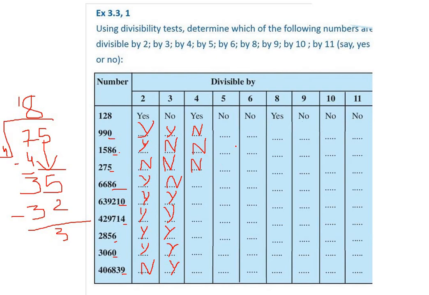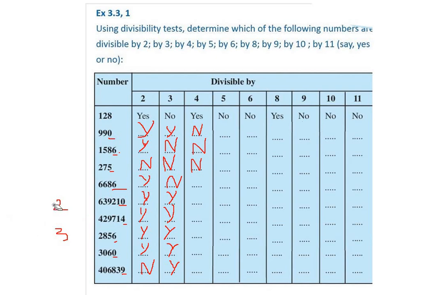The next number is 5. The rest of all will be done by you. Then for the test of divisibility for 5 we are going to see. As you can recall, for 5 what should be there in the units place? Only 2 digits possibility is there. That means the last number should be either 5 or 0.